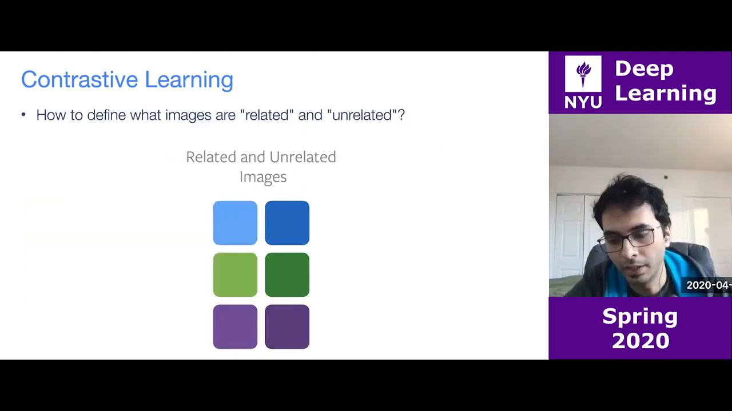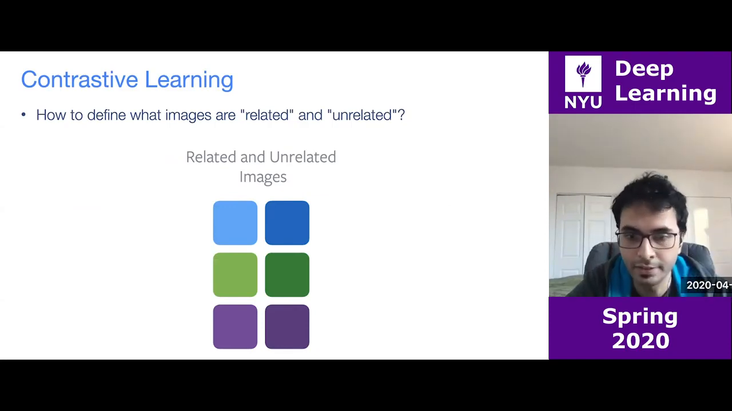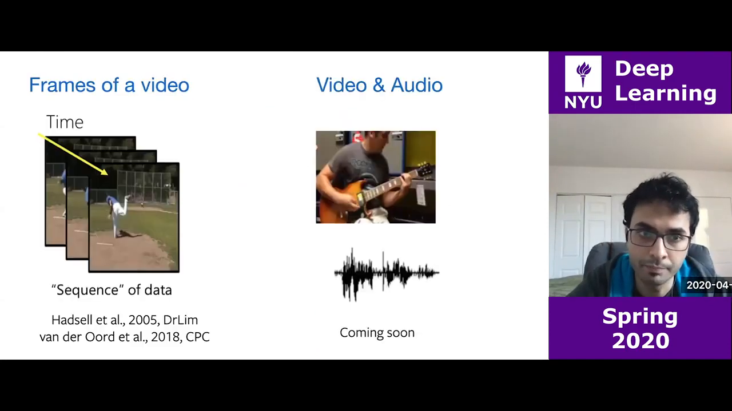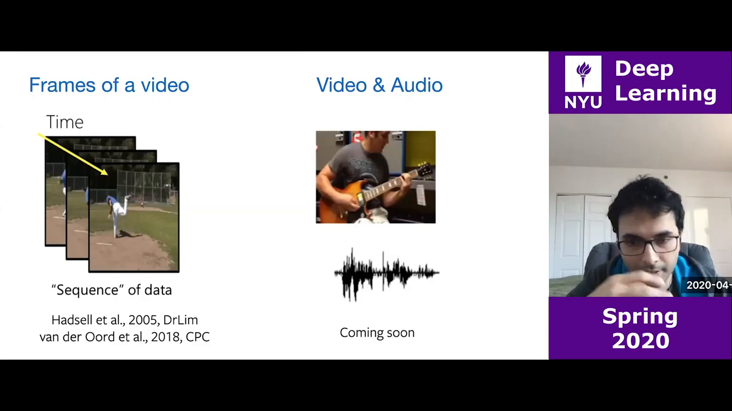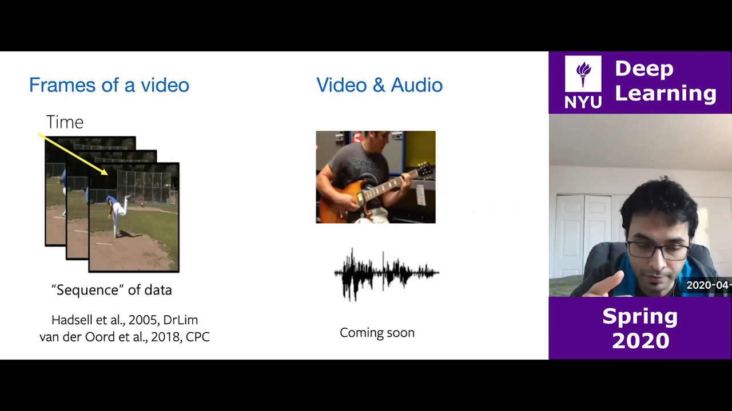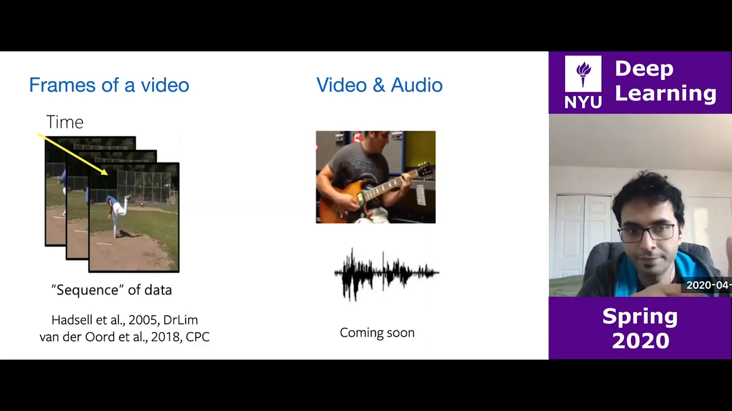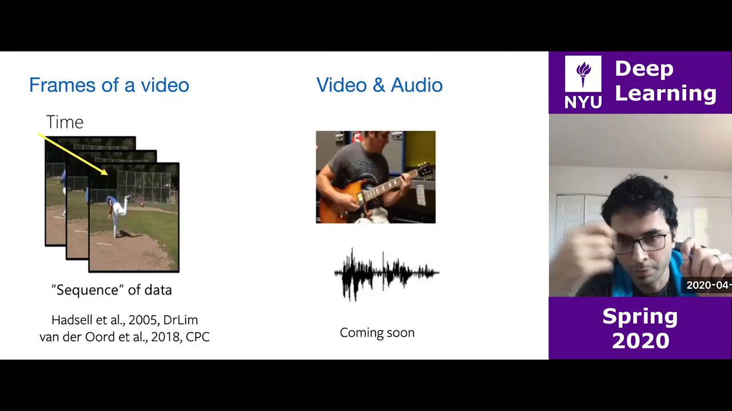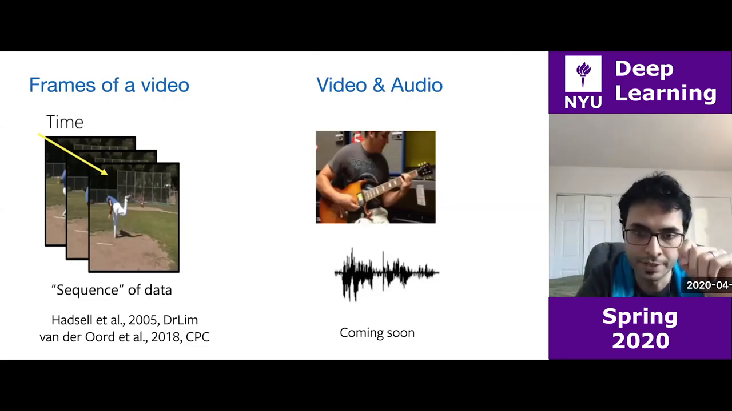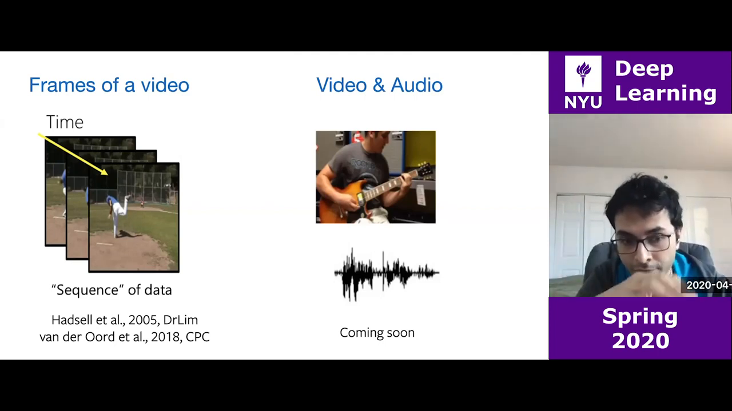Right. So now coming to the question, how do you define related or unrelated images? You can actually use similar techniques to what I was talking about earlier. You can use frames of a video. You can use the sequential nature of data to understand that frames that are nearby in a video are related, and frames from a different video, or which are further away in time, are unrelated. And that has formed the basis of a lot of self-supervised learning methods in this area.